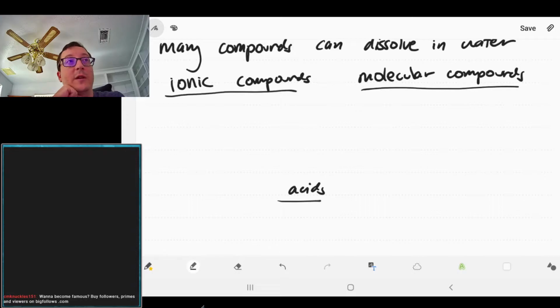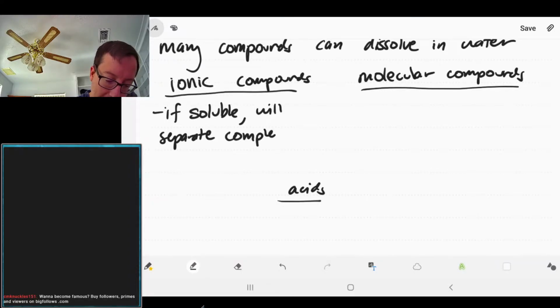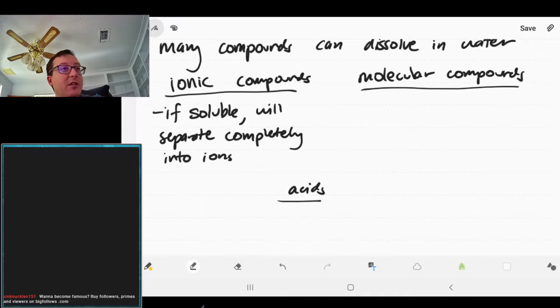Ionic compounds, when they dissolve, will separate into their ions if they're soluble. They will separate completely into ions. And we'll take a look at what that's going to look like. And we'll learn rules for solubility of ionic compounds. So if an ionic compound dissolves in water, it's going to separate into its ions. And we'll take a look at that in a little bit.